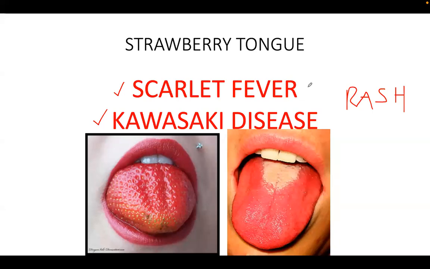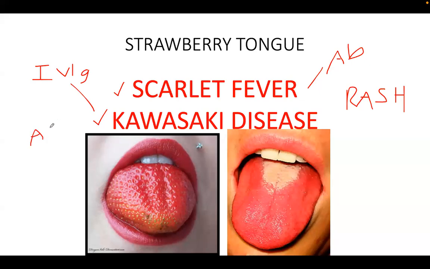So treatment-wise, scarlet fever, you give antibiotics. Kawasaki, what is the treatment for Kawasaki? Okay, drug of choice. Ano yung drug of choice for Kawasaki? Listen to the question well. The drug of choice is not aspirin. The drug of choice is IVIG.